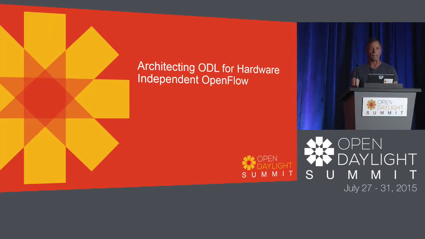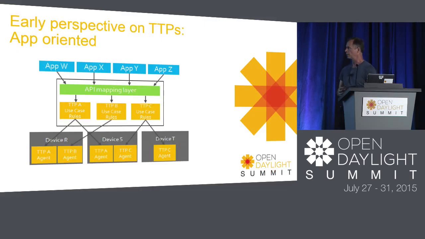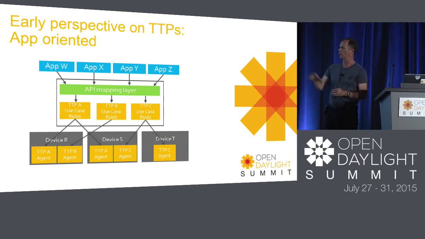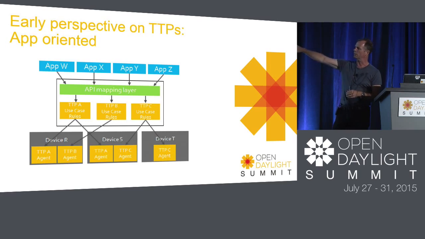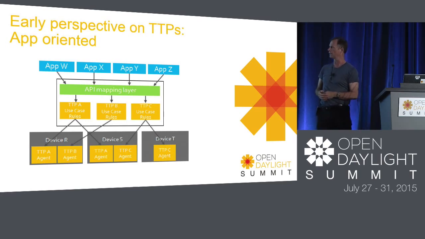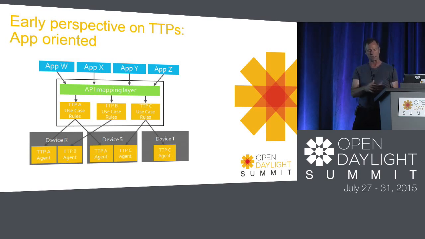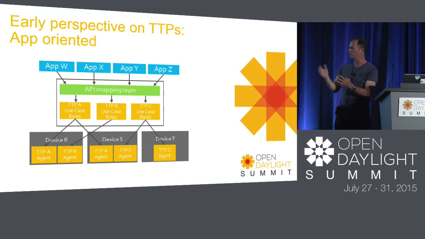Now, how do we architect OpenDaylight in order to give hardware-independent OpenFlow? My early picture, and that of those of us in the working group, was that we're going to focus on use cases, not on devices, and we'll make the devices adapt to the use cases. So the idea was that there's something in a controller, and when we were first working on this, OpenDaylight didn't exist. So there would be some API mapping layer, and then we'd have different TTPs that describe different use cases, like a VXLAN gateway, or an MPLS core router, or some kind of use case that described in OpenFlow terms how you were going to control the behavior of this device.